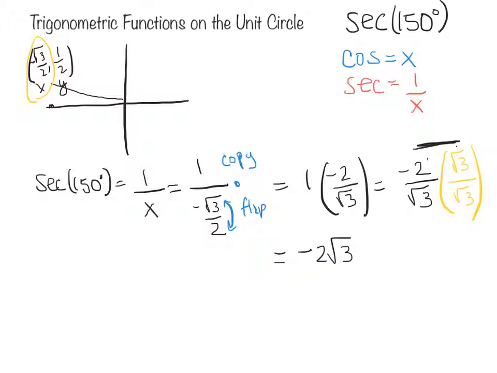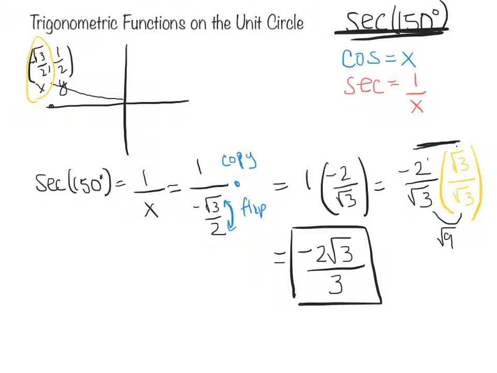So we get negative 2 square roots of 3 divided by the bottom, the square root of 3 times the square root of 3, which is really the square root of 9, which is just 3. So I put 3 on the bottom. I have negative 2 square roots of 3 divided by 3, and that would be your final answer for secant of 150 degrees.